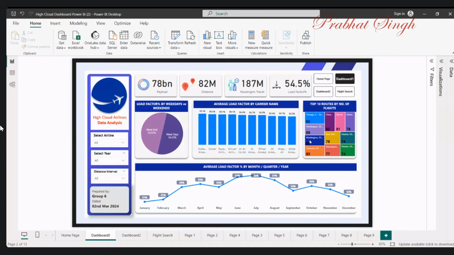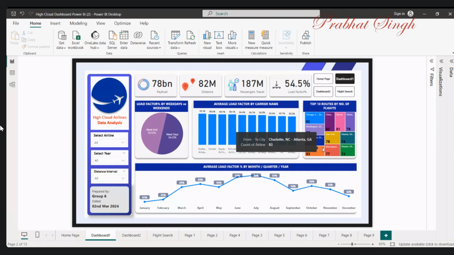For average load factor by carrier name, the highest average load factor is 90.10%, for Global Spain Airway Limited, and the lowest average load factor is 82.18%, for Jetstar Airway Private Limited. In the next image, we can see the top 10 routes by number of flights. One of the highest counts is 95 airlines from Chicago to Detroit. The lowest has two routes with a count of 74 airlines, Atlanta to Washington and Atlanta to Chicago.